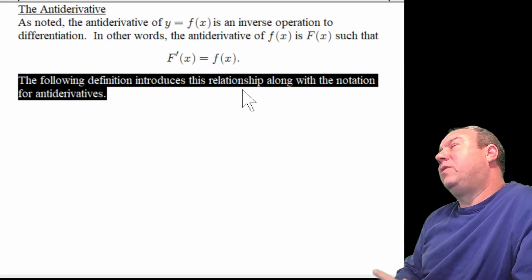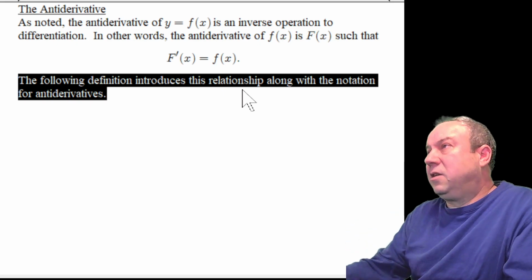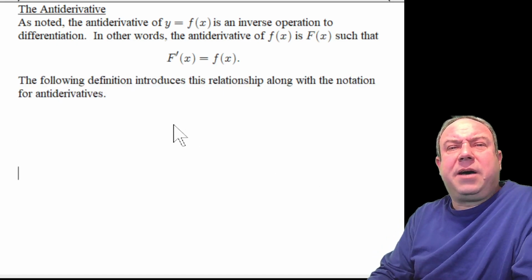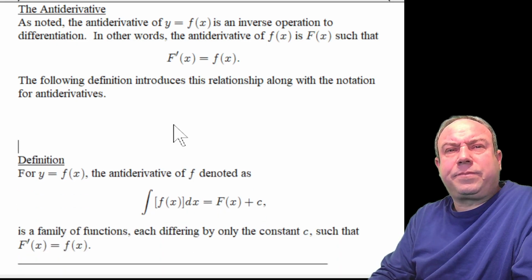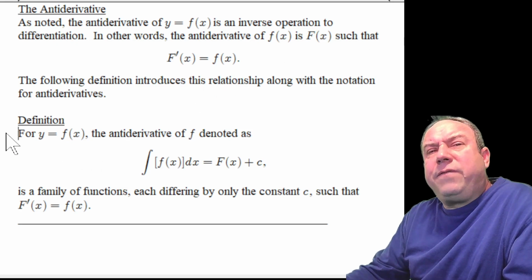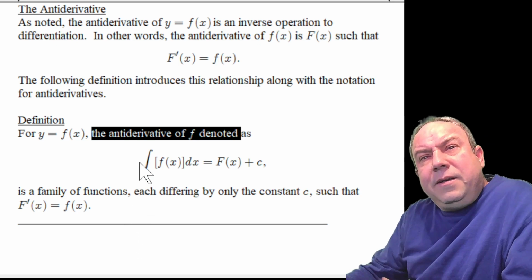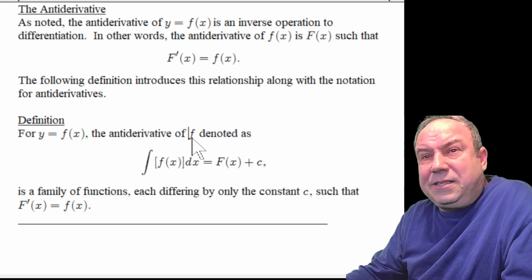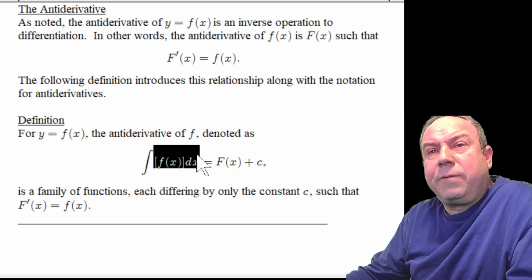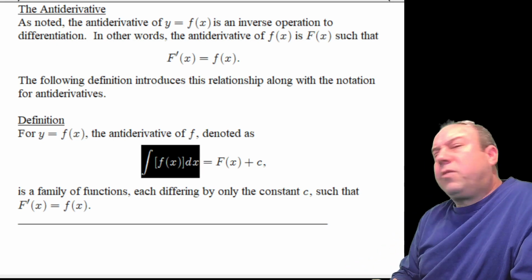This is the relationship that the following definition presents, and it also presents a little bit of notation for us. So let's bring this up. Here's our definition of the antiderivative of little f. For a function y equals f of x, the antiderivative of little f is denoted as this. This is known as the antiderivative notation.